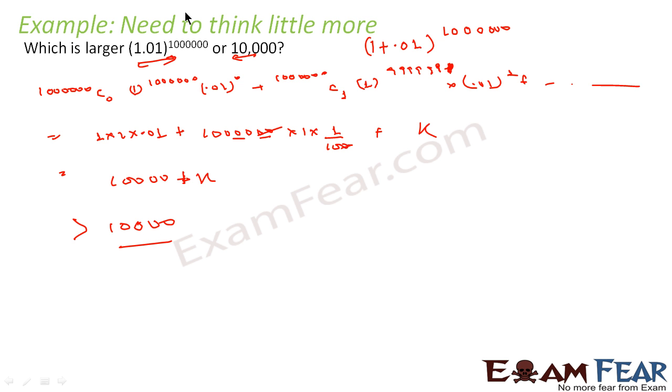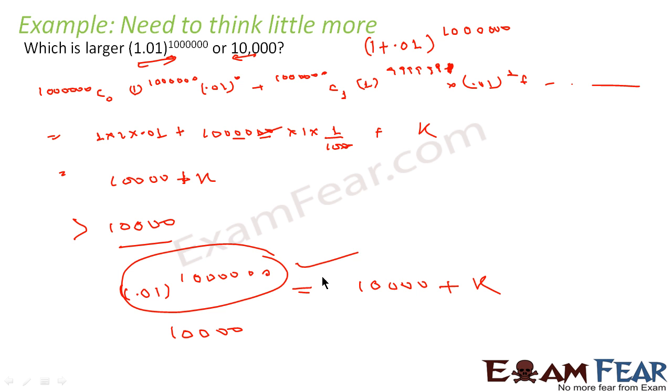So when we are supposed to compare this and this, obviously this is greater because we have proved that 1.01 to the power 100 is nothing but 10,000 plus some constant. So when you ask this or 10,000, which one is greater? Obviously this is greater because this is equal to 10,000 plus some constant. So we'll say that this one is greater.